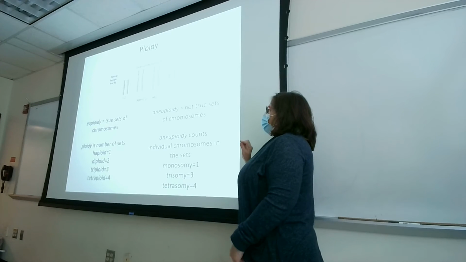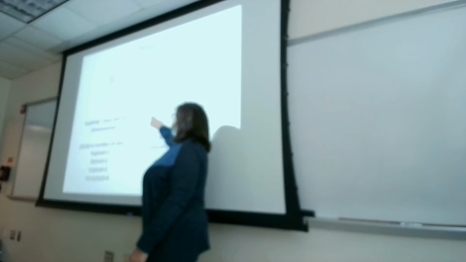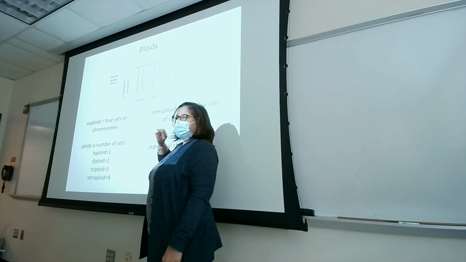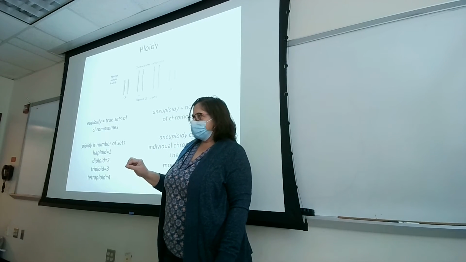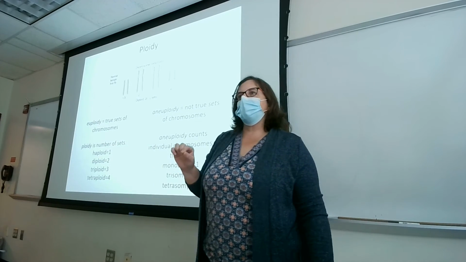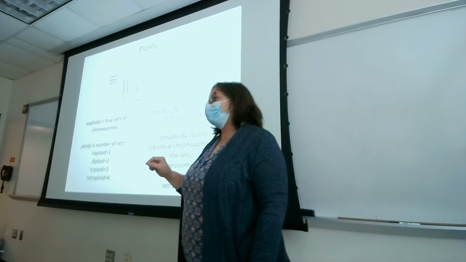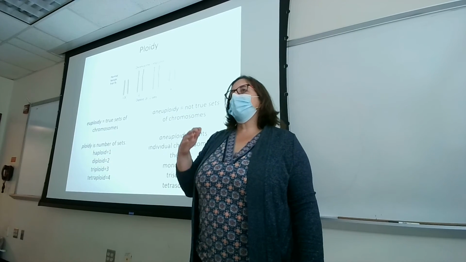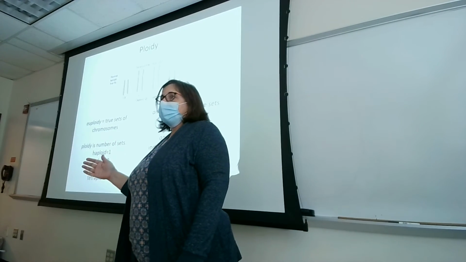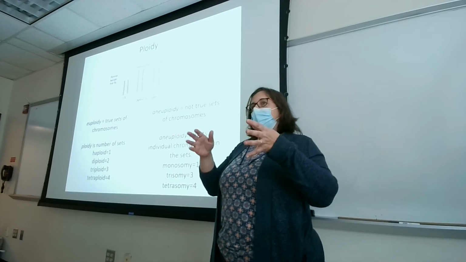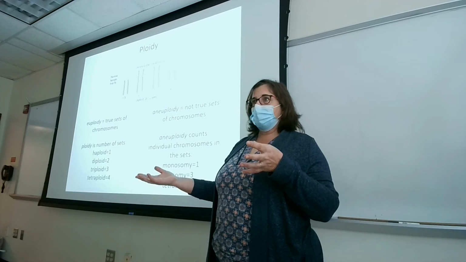Now, the term aneuploidy: "an" means not, so aneuploidy would be not a full set. This refers to when you're missing a chromosome or you have an additional chromosome in your set. So you can be 2N plus 1, which would be aneuploid, meaning that you have 2 full sets, but then you have an extra chromosome.